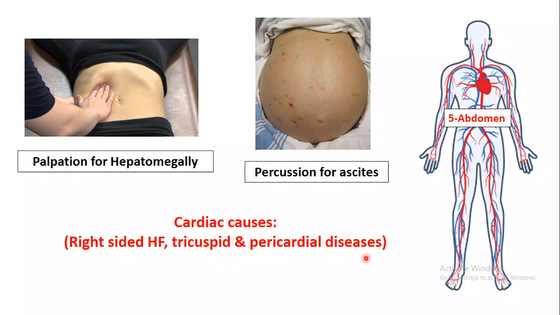And here is an important clinical point. If the patient gives the sequence of marked abdominal distension followed by lower limb edema, this is called ascites precox. That means ascites occurs before lower limb edema. This is a little bit pathognomonic for pericardial disease or tricuspid stenosis.